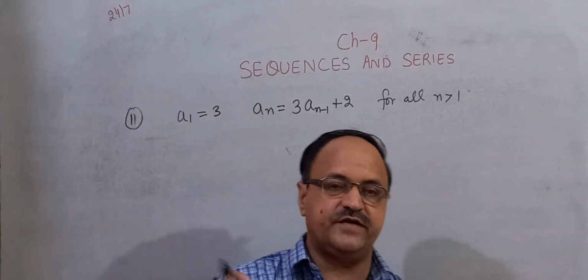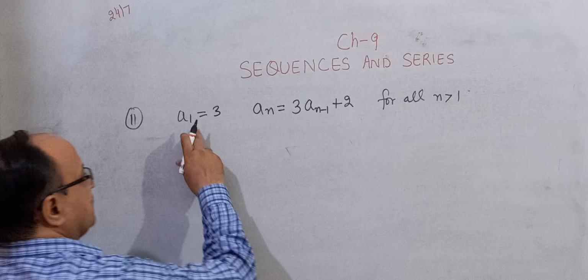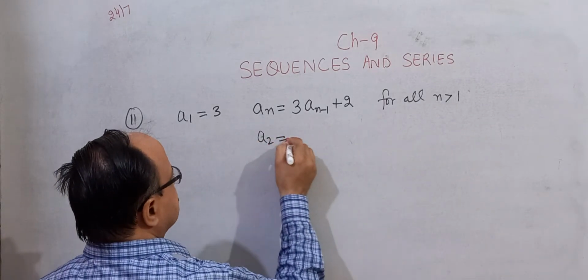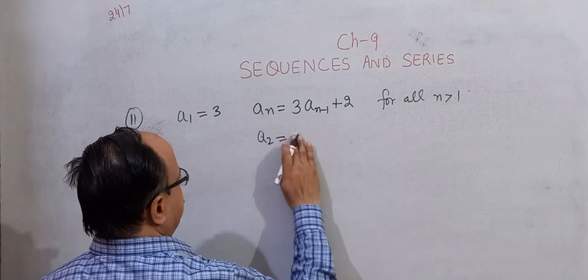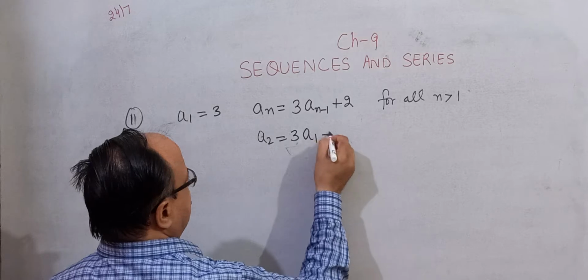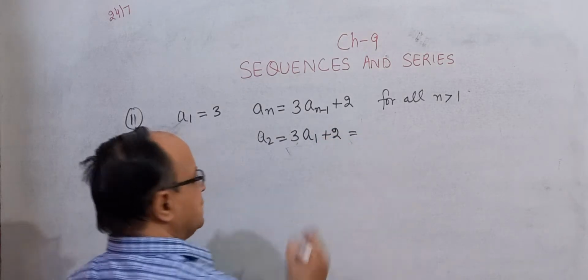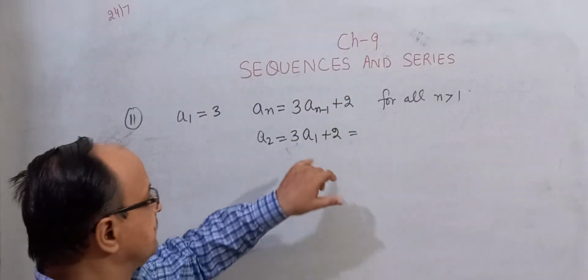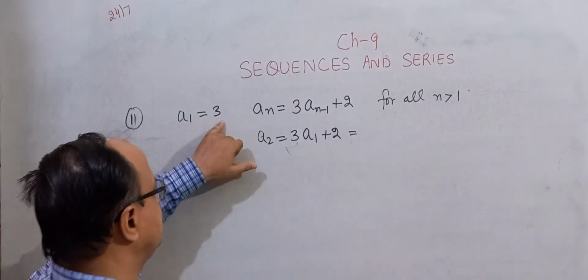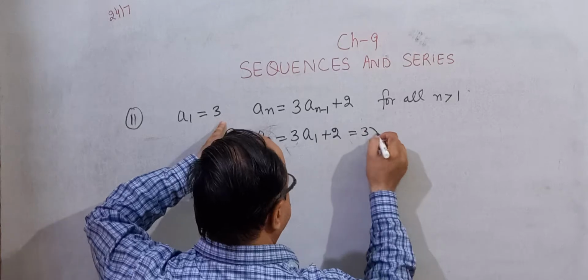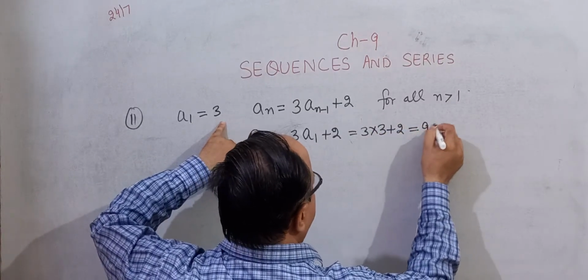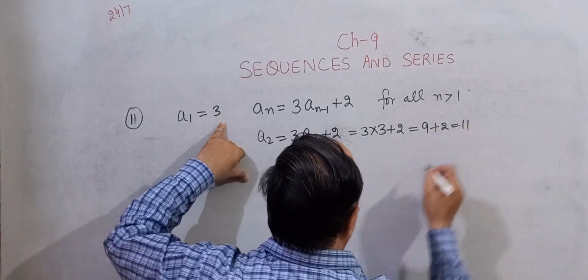Find the first 5 terms. A1 we already know. This is valid for n greater than 1. Put n is equal to 2 here: 3 times A of 2 minus 1, which is A1, plus 2. And what is the value of A1? The value of A1 is 3. Put here 3, 3 times 3 is 9, plus 2, 11.